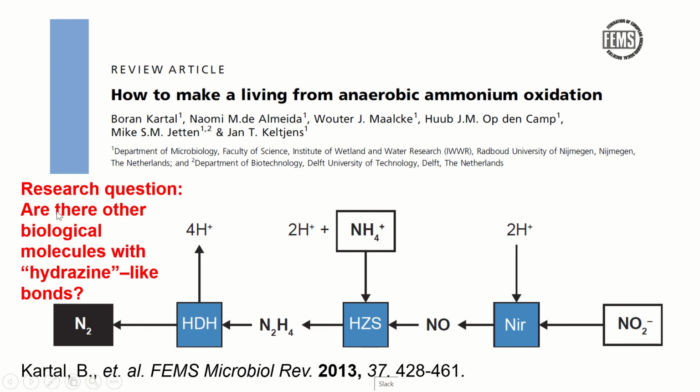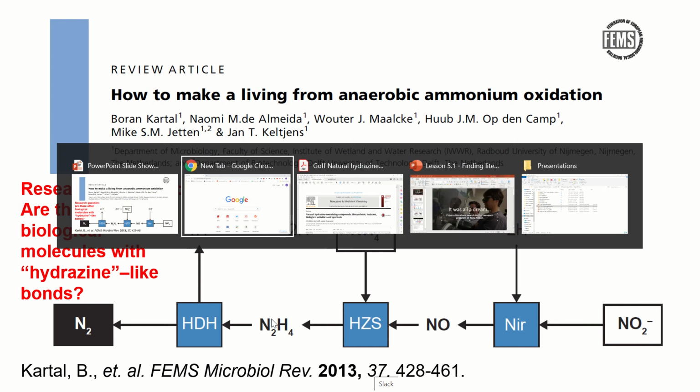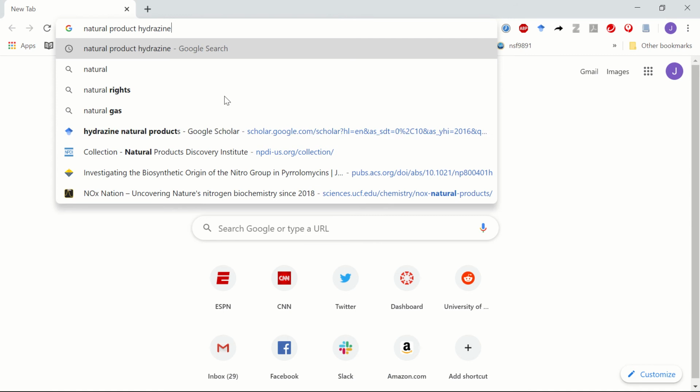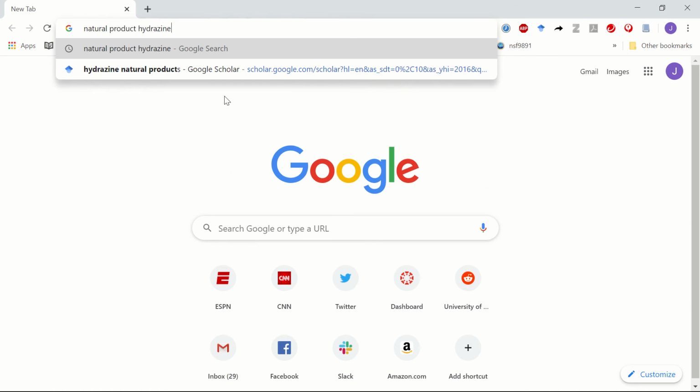And so my question was, are there other biological molecules with hydrazine-like bonds, so NN bonds, that look sort of like hydrazine? And so that led me to a Google search where I just typed in natural product hydrazine.